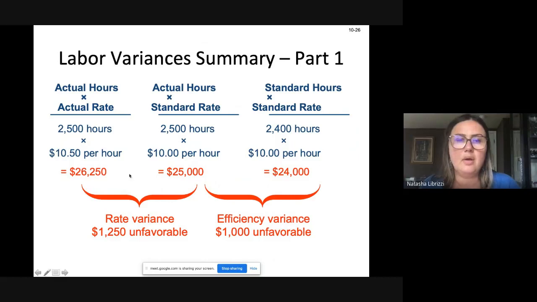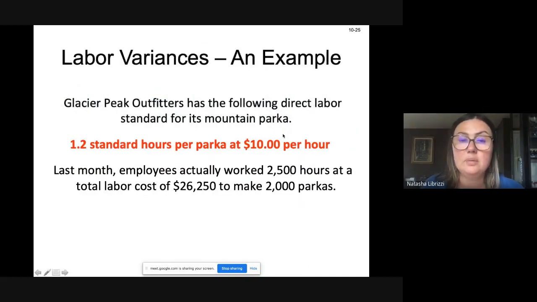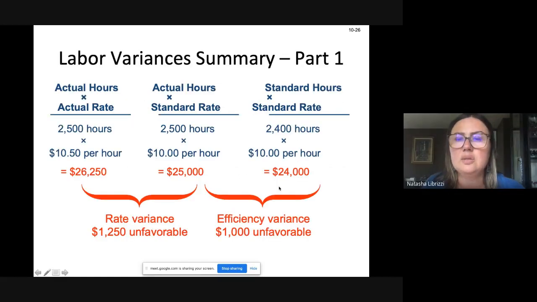Now, we are paying a little bit more. Maybe we're getting super employees who are well trained and demanding more money. Let's see how well the efficiency worked. If I go back to my problem, I have 2,000 parkers at 1.2 standard hours. So 1.2 times 2,000, I should spend 2,400 hours to make 2,000 parkers.